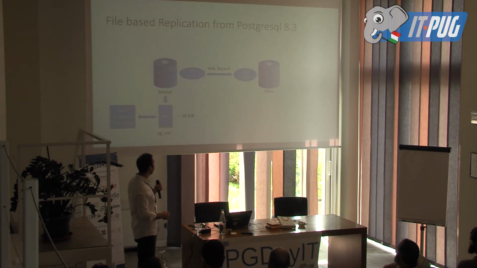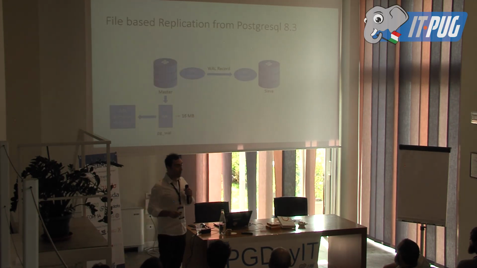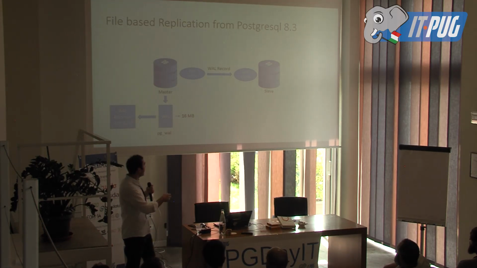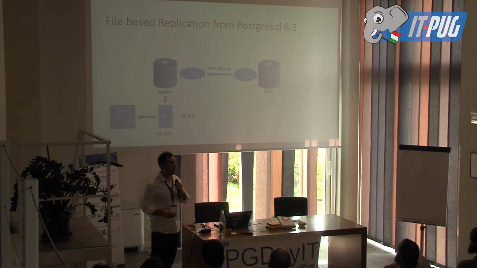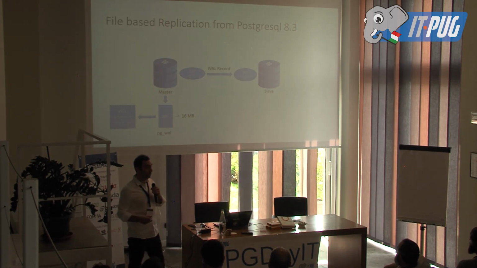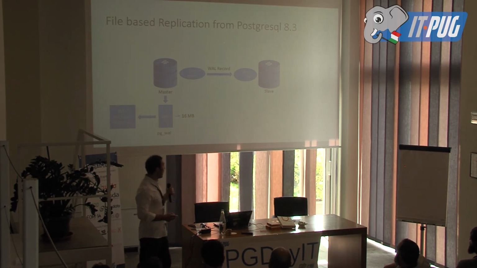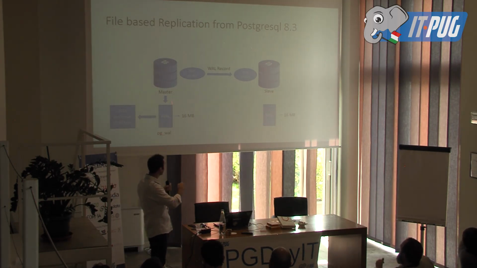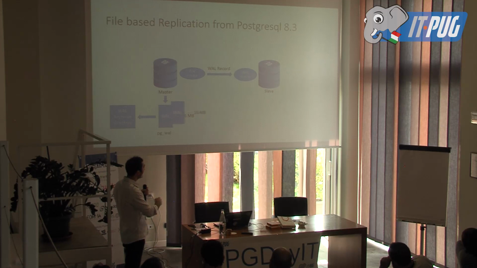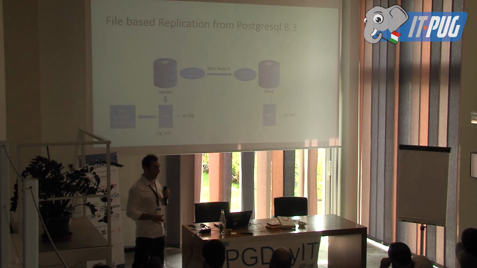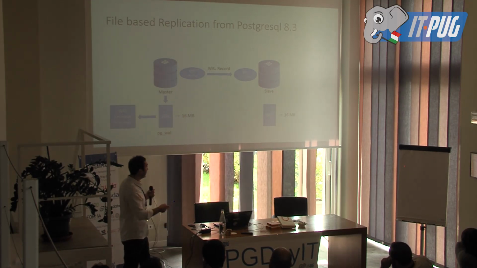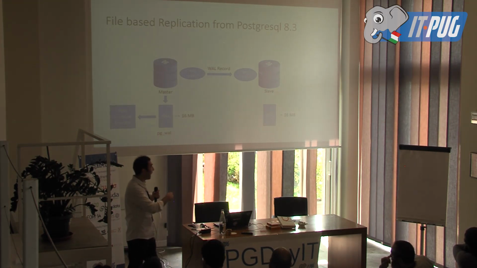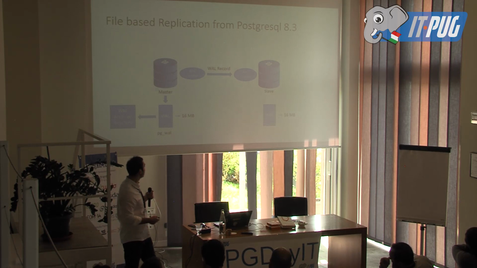Okay, what is file-based? In file-based, since Postgres 8.3, the slave has to wait for the WAL file to be filled on the master. And after this WAL file is filled up to 16 megabytes, it goes to the other side at a time, okay? The bad thing is, in case of failover, the slave loses the WAL file that hasn't been shipped yet, okay?